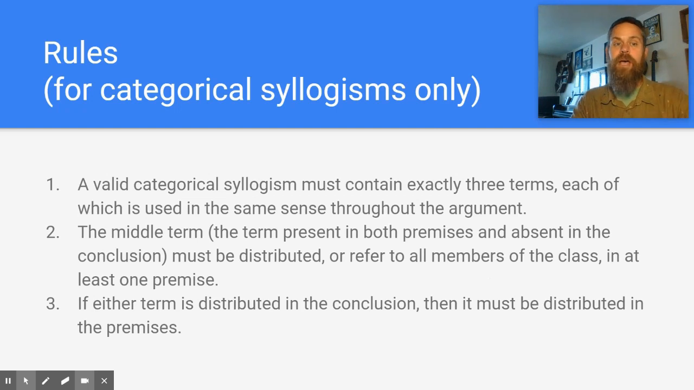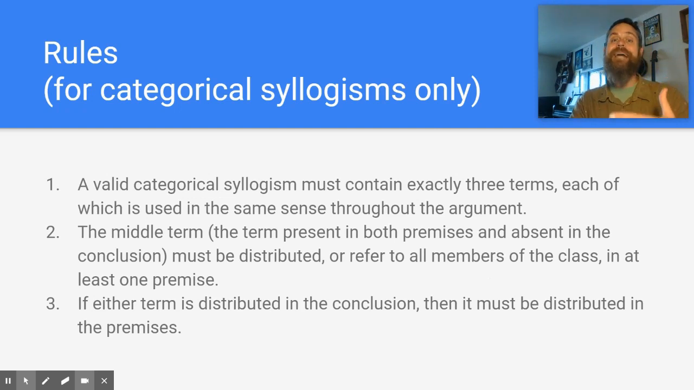Rule number 1: a valid categorical syllogism must contain exactly 3 terms, 3 variables, A, B, and C, each of which is used in the same sense throughout the argument. So no equivocation. You can't use it in one sense in the opening and another sense in the conclusion. Okay, that's rule number 1.